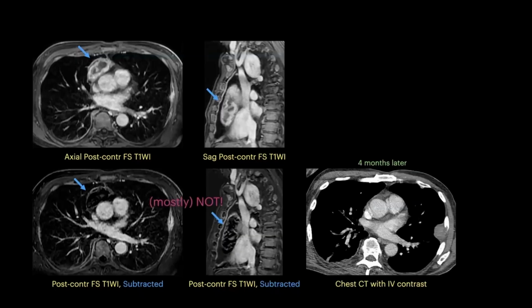And we watched this lesion disappear. 4 months later, it was gone. Unfortunately, the myelomatous lesion in that left rib had increased in size.